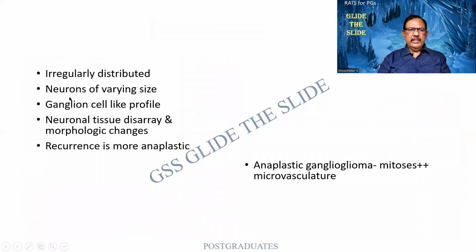So what happens in this is there is an irregular distribution of the cells. Neurons can be of varying sizes. They can have a ganglion-like profile, and the neuronal tissue is in disarray, and morphological changes can be seen. If at all it is removed and there is a recurrence, they say that it is more anaplastic in development. In anaplastic, there can be mitosis, microvasculature, there can be necrosis. In some cases, when the nerves are being involved, there can be an added chemotherapy and radiotherapy next to surgery.